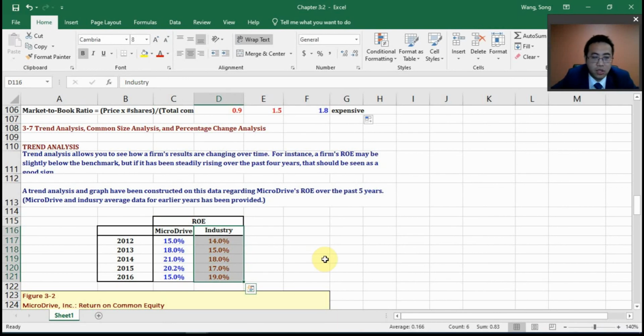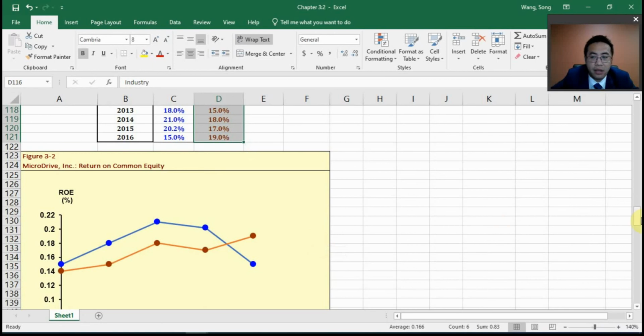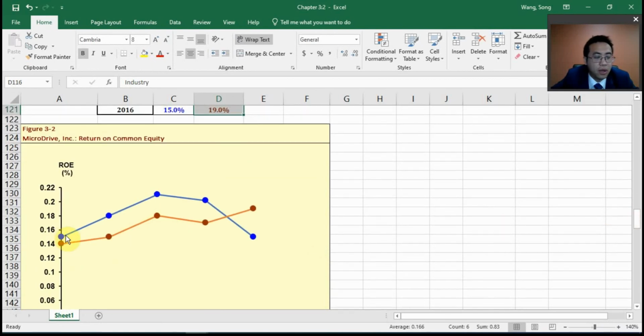There are not too many questions I could ask out of here, but you should know that's what the ratio is used for. You can either use the industry as a benchmark or just compare with your historical data. And here is a chart generated by the book provider, in your textbook. So you will see the company's ROE has this trend, and the industry has another type of trend. It's just growing steadily up, but the company's ROE is not.